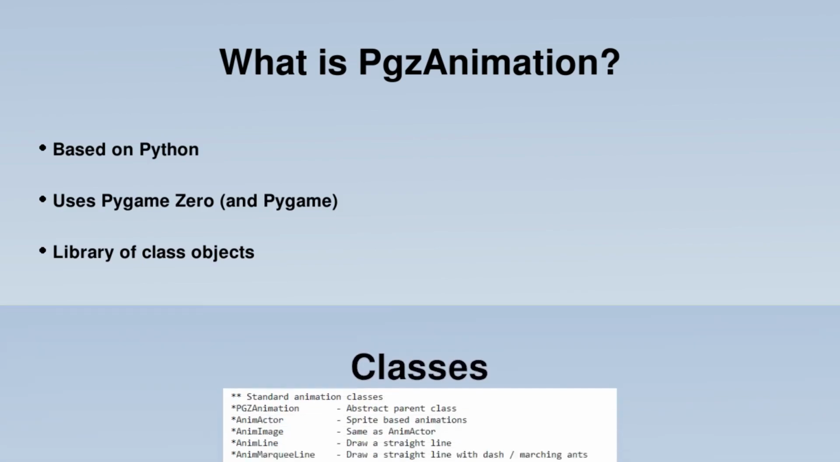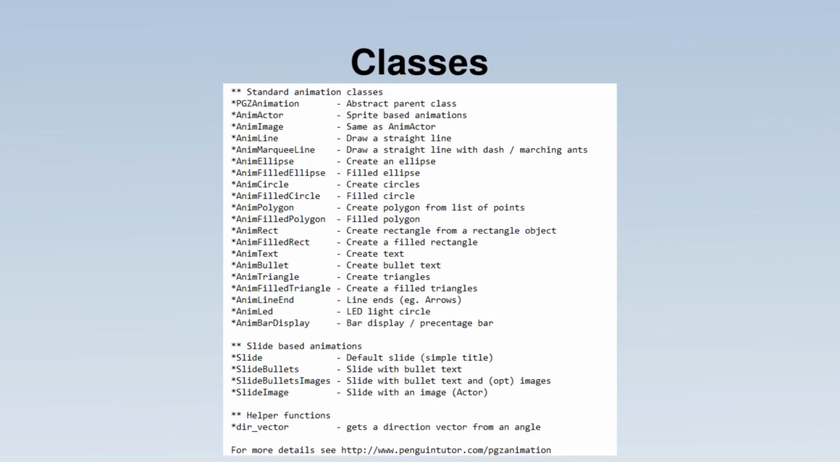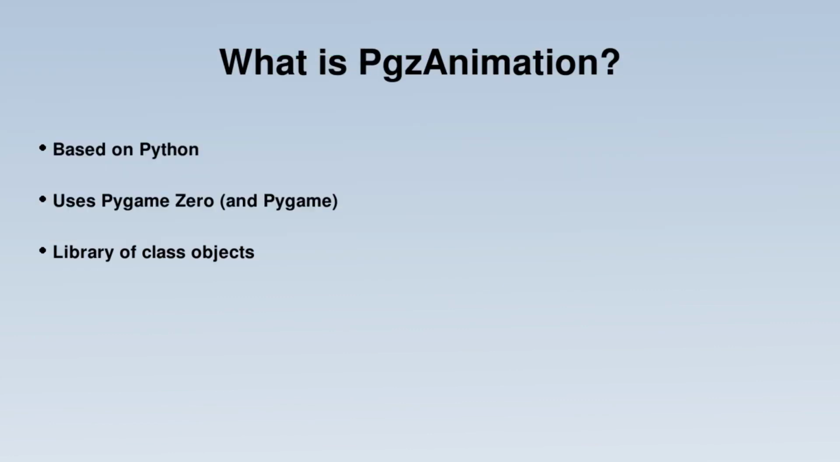You can see the classes currently available on this slide. I say currently, as I've been extending these as I've found it useful to add more. For example, AnimBarDisplay is the most recent, which I'm planning to use in future for animated progress bars or bar graphs. The thing that makes these different from the standard Pygame Zero classes is that they include animate methods.